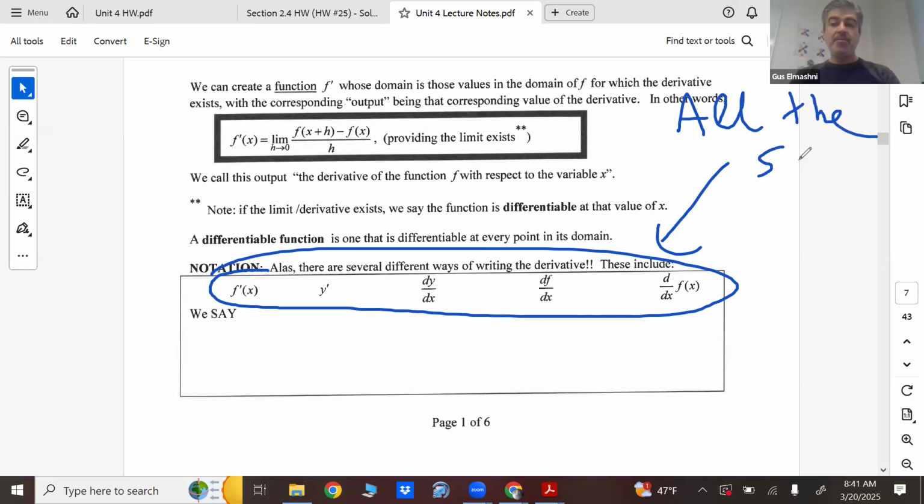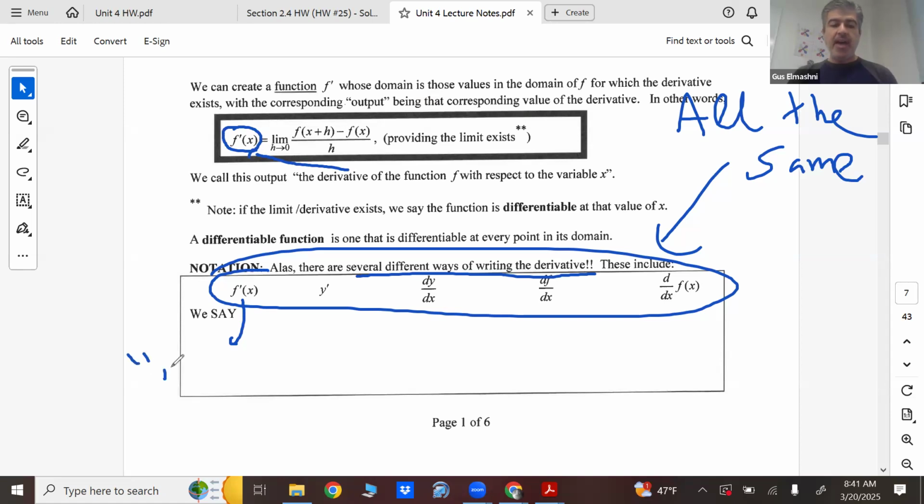Some of them, oh, you'll see. They're all the same. Just different ways of writing the derivative. That's it. They're all the same. Before I talk about it, we call this output the derivative of the function f. So when you see this right here, that's the derivative. When you see that, that's actually kind of a more popular way of writing it. I like writing it that way.